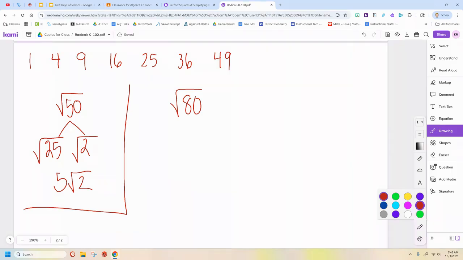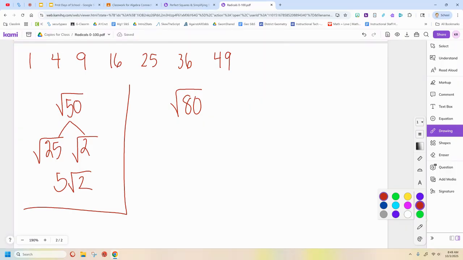Now, there's actually kind of two different ways you can do this. You can look for the largest perfect square first, or you can just go, hey, that's divisible by 4. I'm going to use 4 first. So how do your brains work? Do you want to try these numbers working backwards, or do you just want to be like, hey, I know this is 4 times something?